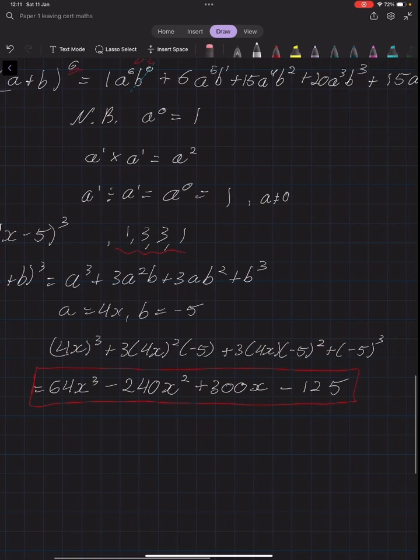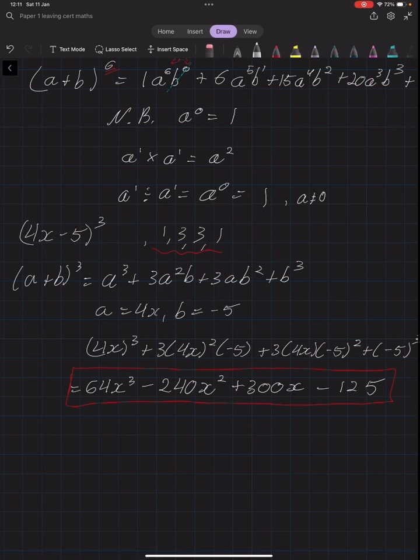So yeah, I'll leave that for this video. In the next video, I'll go over a little bit more. It'll be factorizing. Yeah, the next video will be factorizing.